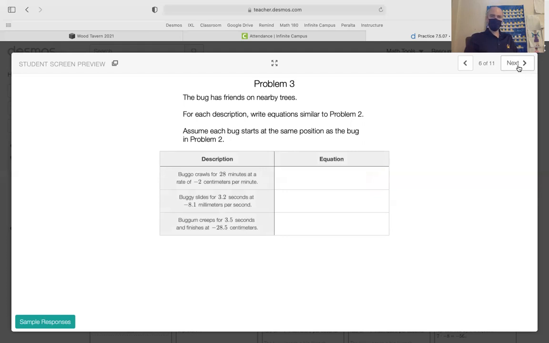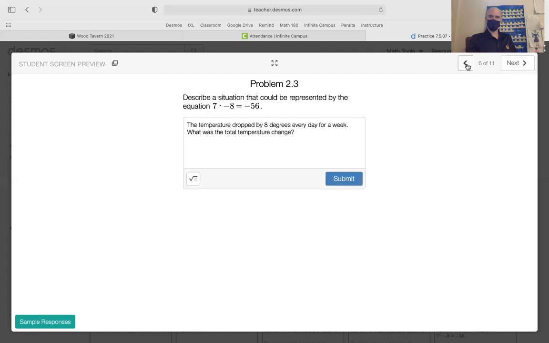All right, so it says the bug has friends on nearby trees. For each description, write equations similar to problem 2, the one where the bug was going down at -7 millimeters per second. So assume each bug starts at the same position as the bug in problem 2. Where did the bug in problem 2 start? I have to go back and look at that.